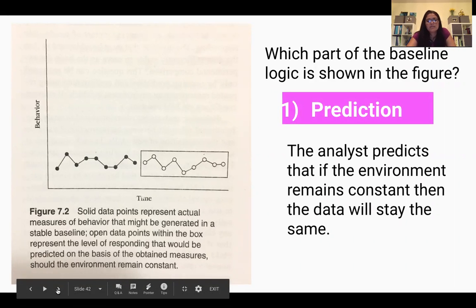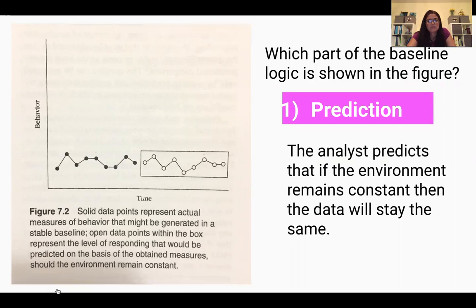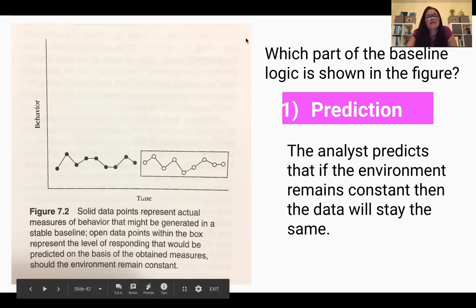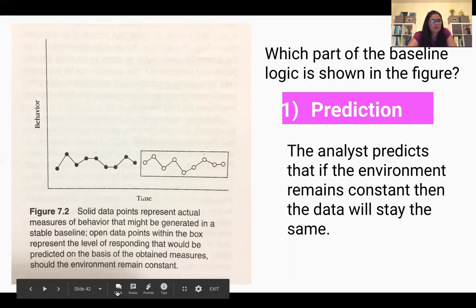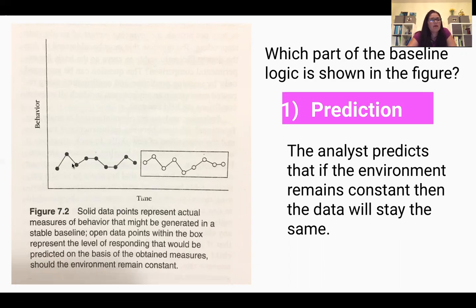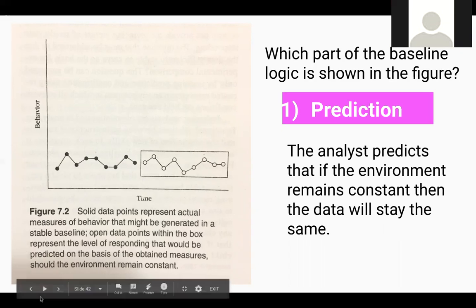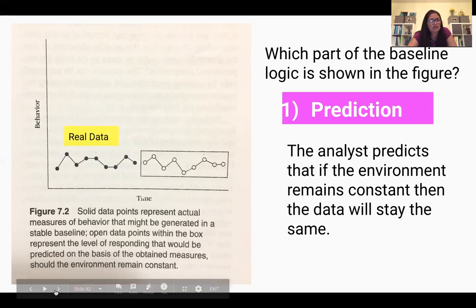The analyst predicts that if the environment remains constant, then the data will stay the same. Guys, the key words that I keep seeing over and over again are if the environment remains constant. Okay? So which part is telling you the prediction? Is it this part or this part? I mean, the dark dotted points or the boxed off part? The prediction is the boxed off part. Yes, thank you.